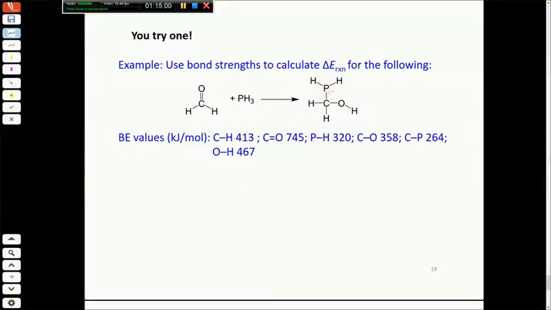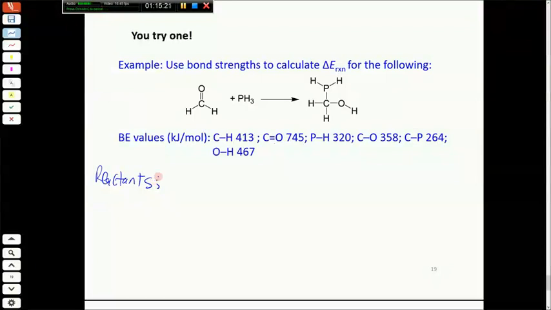All right, so then we're given all this information. We have the bond energy values for a C-H bond, a C double bond O, a C single bond O, P-H, all these different bond energies that we're going to use to calculate the delta E for this reaction. So on the reactant side, let's figure out what bonds we're breaking.